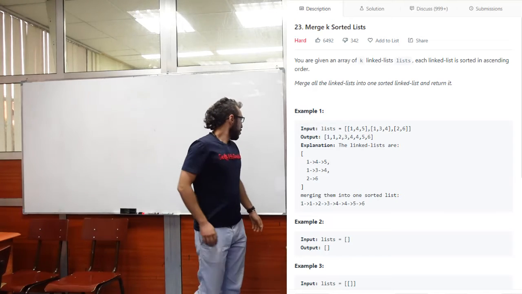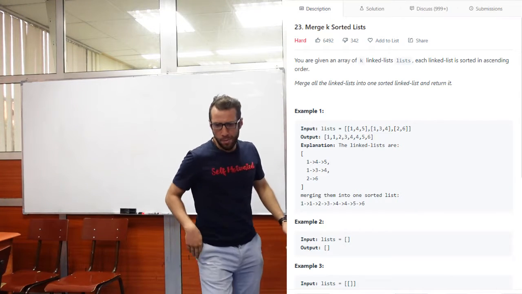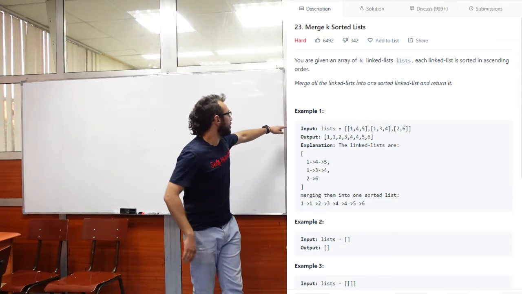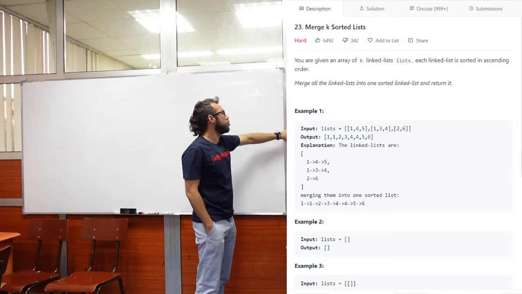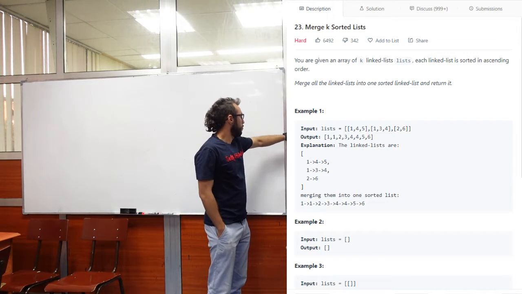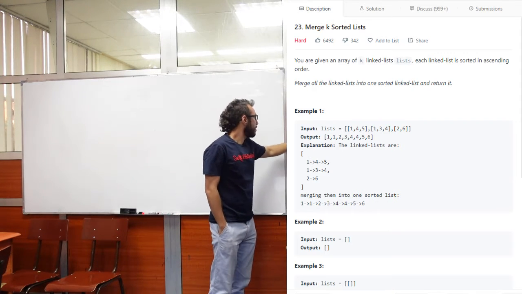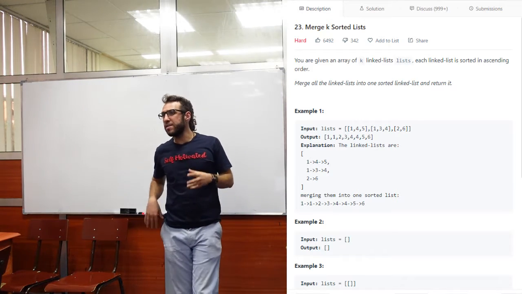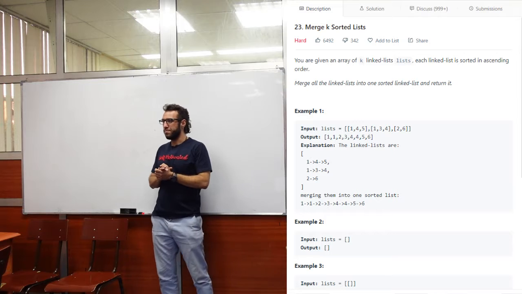Okay. So let's take a look at the sample input here. The given lists we have are 1, 4, 5, 1, 3, 4, and 2, 6. And once we merge them all, we have 2 1s, 1, 2, 1, 3, 2 4s, 1, 5, and 1, 6. So is the question clear to everybody?